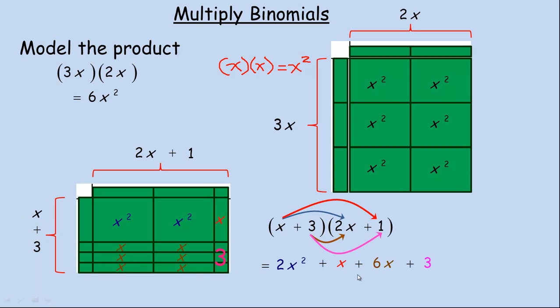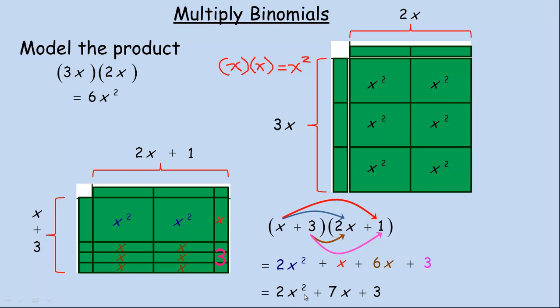Now you often have like terms, not always, but often. And so there's a 1x and a 6x here. 1x and 6x would be 7x. So we can combine those together to call it 7x. The 3 in the end and the 2x squared at the beginning, they don't have any like terms to combine with them, so that's the final answer.